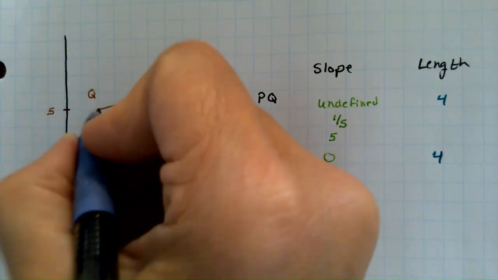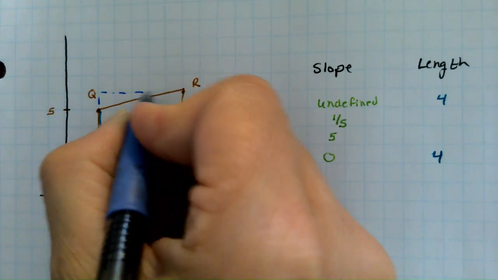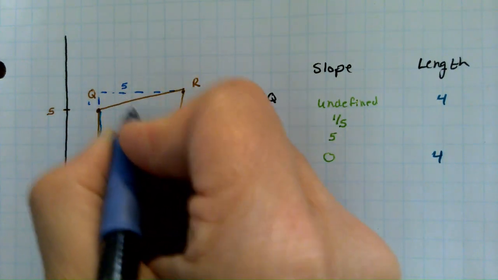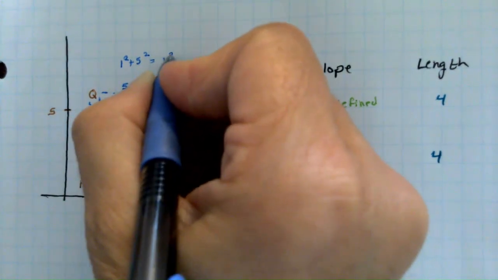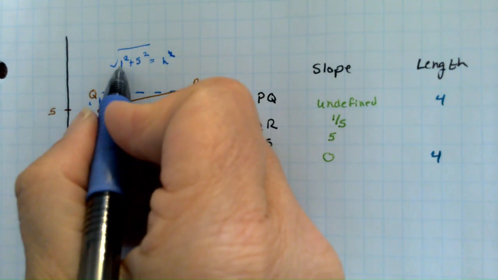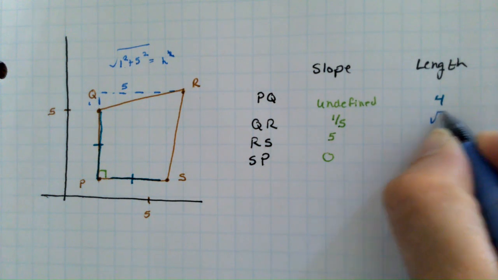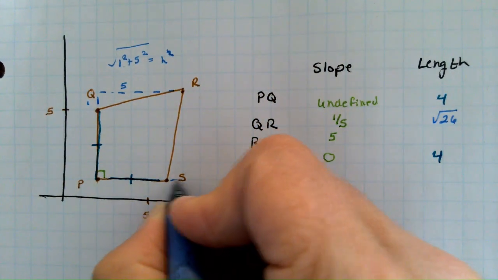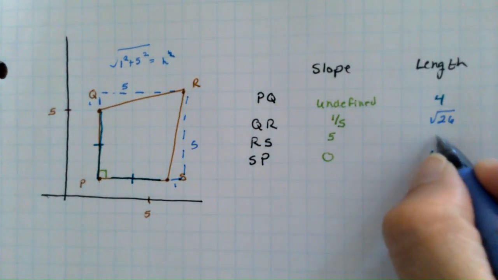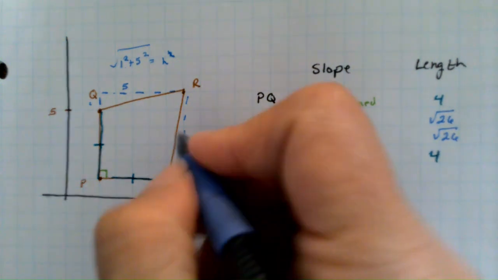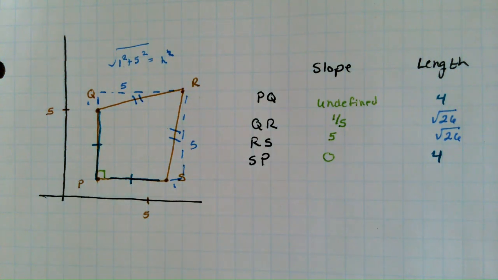So now Q to R, we'd have to go over 1 and up 5. So to get the hypotenuse, it'd be 1 squared plus 5 squared, which would give us the hypotenuse squared, and then we'd square root it. So 26, root 26. That's Q to R. And we have 1, and 1, 2, 3, 4, 5. Hey, the same numbers, so that would also be root 26. So this is congruent to that. So we have adjacent sides congruent.